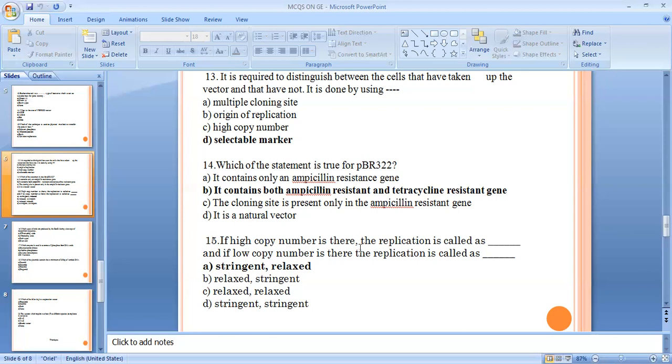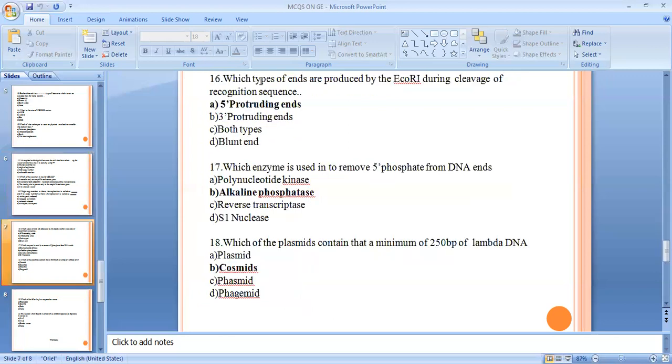If high copy number is there, the replication is called as what? If low copy number is there, the replication is called as what? So if any plasmid vector is producing a high number of copies, a large number of copies, it is called the stringent type. And if any plasmid vector is producing a low number of copies, it is called the relaxed type. So the right answer here is A, that is stringent as well as relaxed. Next question is coming to you.